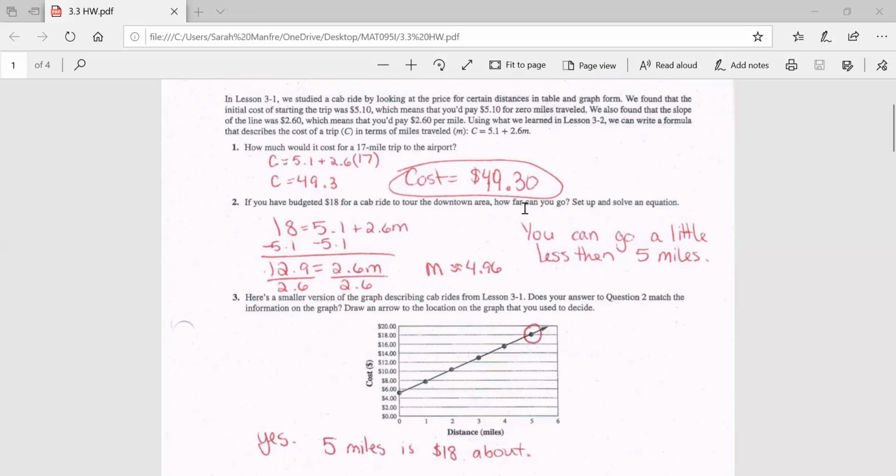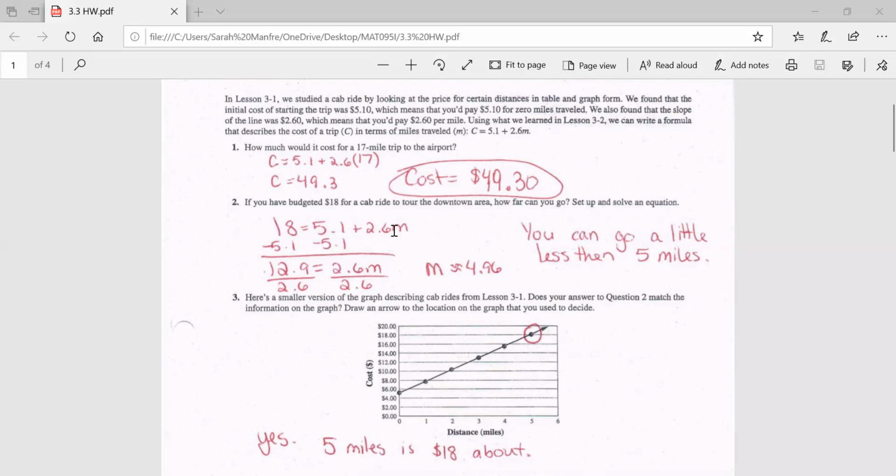Okay, so question 2: if you have budgeted $18 for a cab ride to tour the downtown area, how far can you go? Set up and solve an equation. Well, let's first think, what is the first thing that's given to us? $18. You have to ask yourself, does that represent a C or an M? Well, dollars is cost. So the 18 replaced the C in the equation.